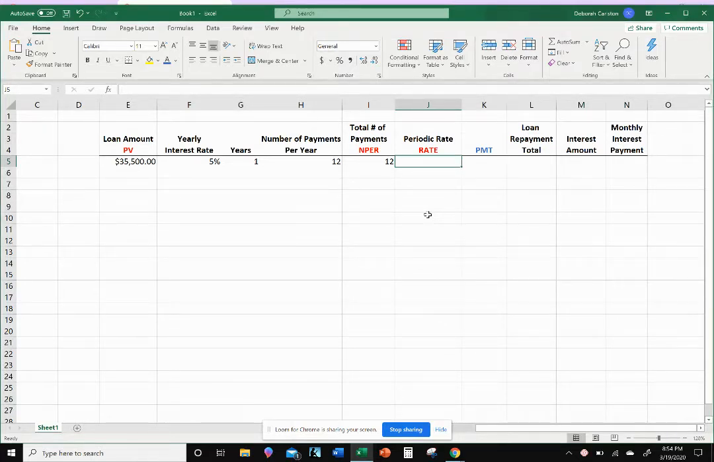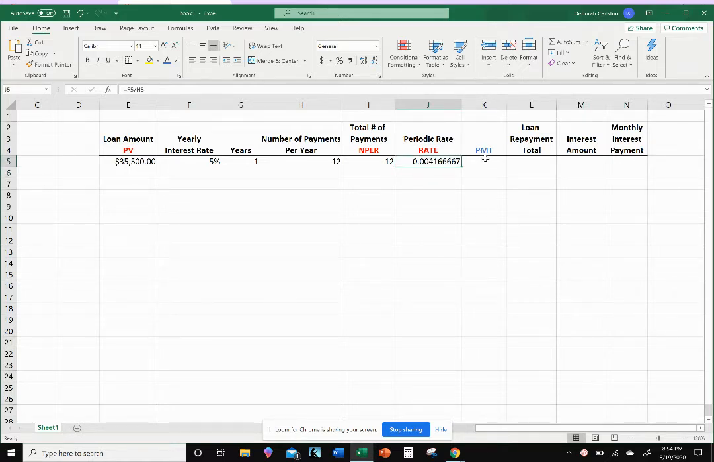And then periodic rate is where sometimes people get confused. This is the interest rate that is charged each time you make a payment. So it's not my yearly interest rate, it's my rate for each payment. So I will do a formula again, equals my yearly interest rate divided by total number of payments per year. Enter. And you'll notice again that I'm using cells, and I'll show you why.